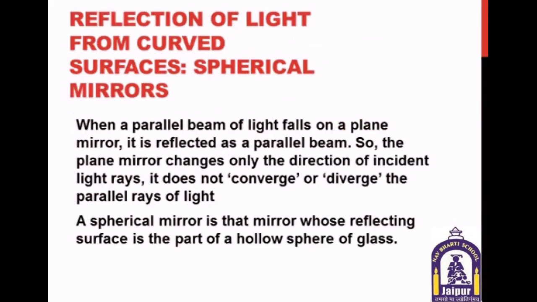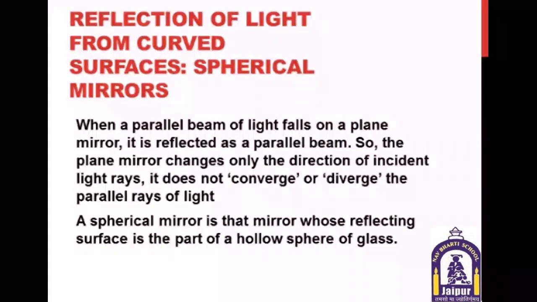The reflection of light from curved surfaces. What can be curved surfaces? They can be spherical mirrors. When a beam of light falls on a plane mirror, it is reflected as a parallel beam. As I have told you earlier, when a beam of light is parallel and falls on a plane surface, it is reflected as a parallel beam. So, the plane mirror changes only the direction of incident rays. It does not converge or diverge the parallel rays of light. This line means that the plane mirror only changes the direction of the incident light rays.